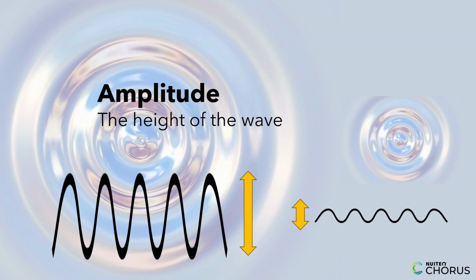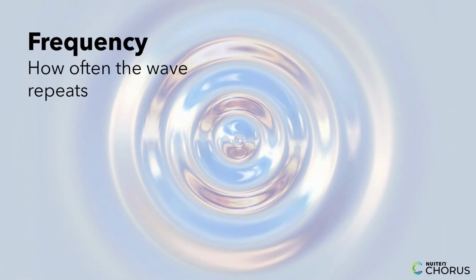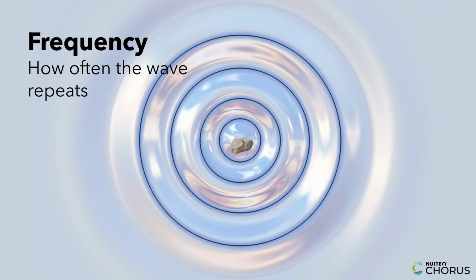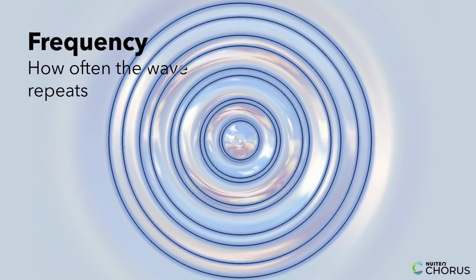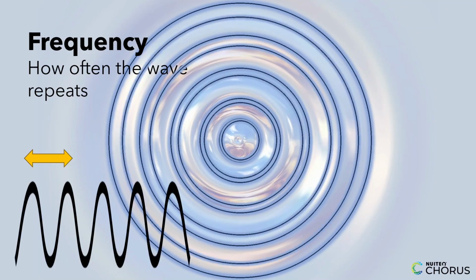The frequency of a wave is how often the wave repeats. The higher the frequency, the more often the wave repeats, and the shorter the distance between the peaks of the wave. So, if you threw two pebbles into the water, one after another, with a short time between them, the ripples would overlap and form a bigger, more frequent wave.